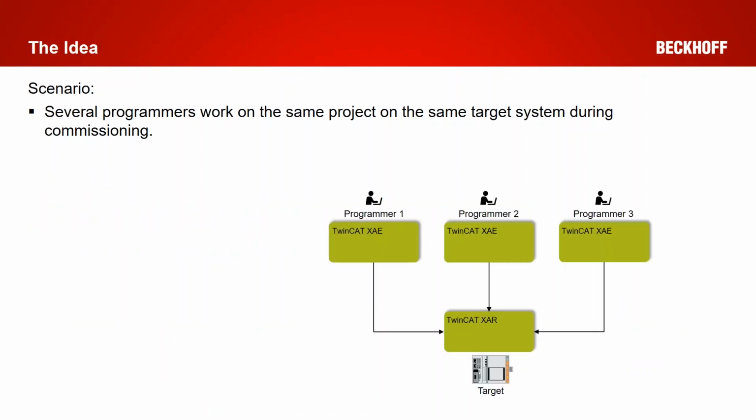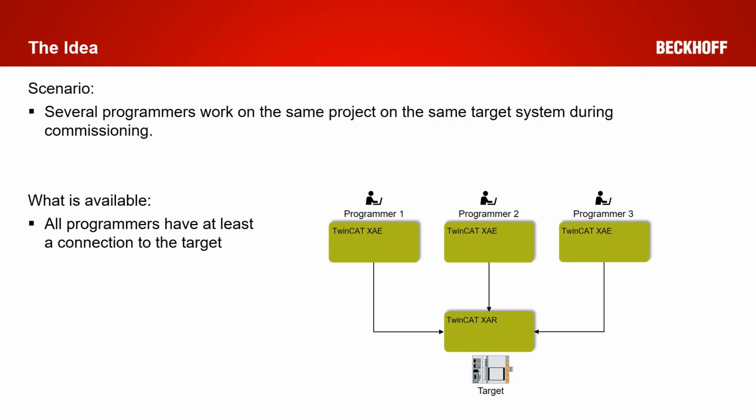So, what is the idea behind the multi-user functionality from Beckhoff? Again, here in this picture, you have 3 programmers, you have a target system, and each of these programmers is at least connected to the target system. As you can see, there's no internet connection here, but this minimal infrastructure, 3 programmers connected to the target system, is what you have during the commissioning.